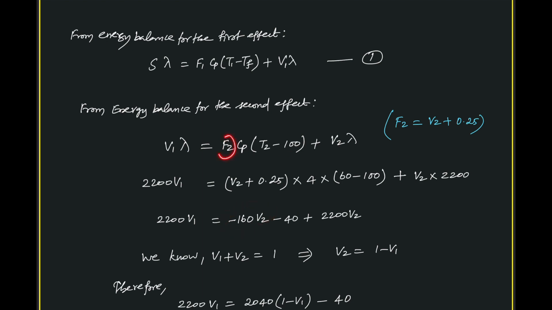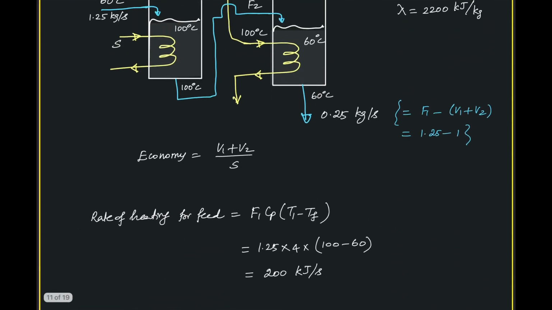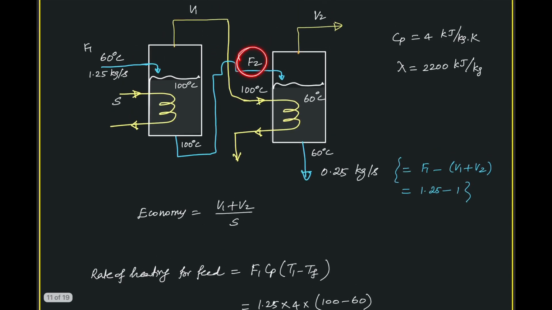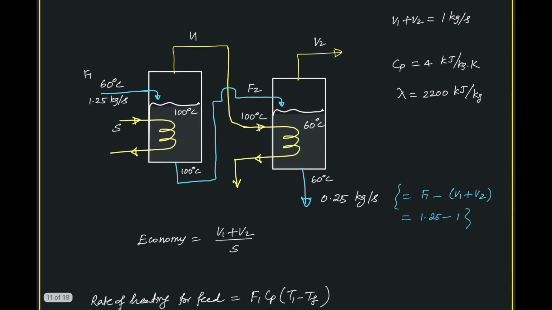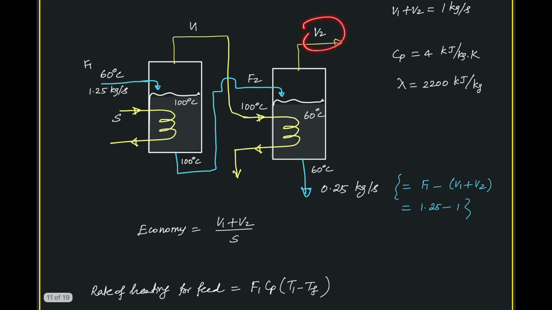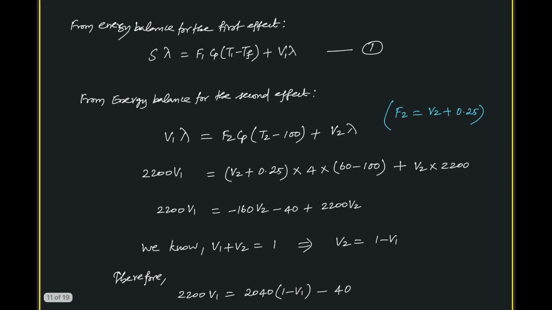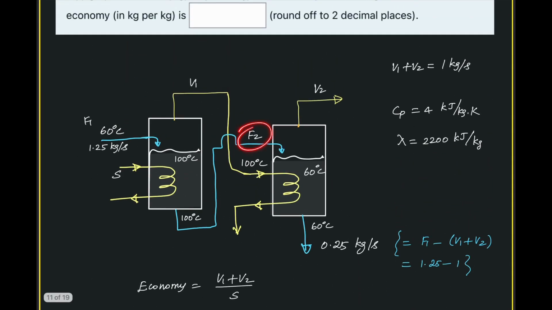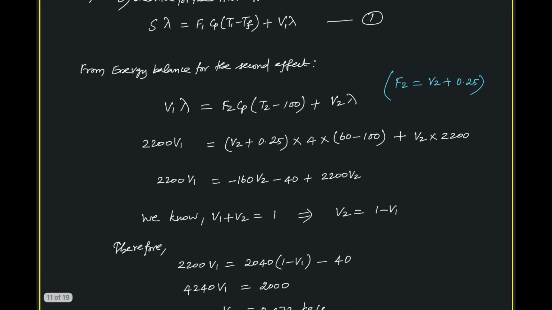Here we need to know F2. So what is F2? Whatever is entering as F2 is leaving as V2 and the product. So F2 is simply V2 plus 0.25. You can replace this F2: F2 is leaving as V2 plus 0.25. So F2 is V2 plus 0.25. Now the unknown we have is V2 here, and F2 is also written as V2 plus 0.25.